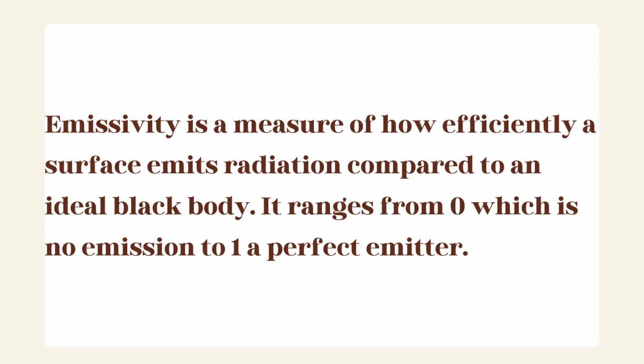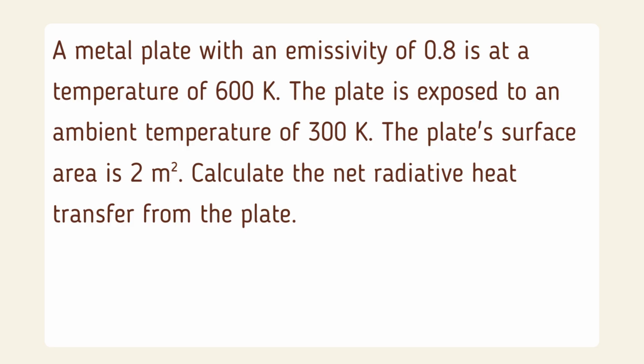Now let's try solving a problem using the Stefan-Boltzmann law. A metal plate with an emissivity of 0.8 is at a temperature of 600 Kelvin. The plate is exposed to an ambient temperature of 300 Kelvin. The plate's surface area is 2 meters squared. Calculate the net radiative heat transfer from the plate.